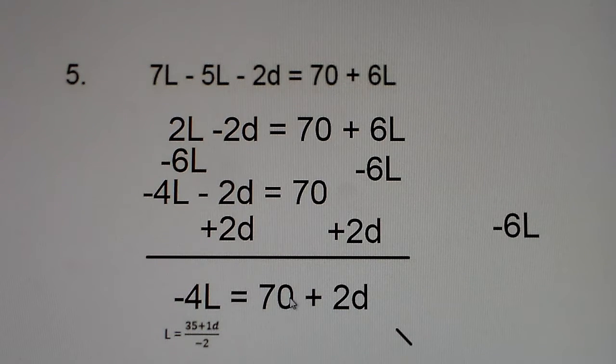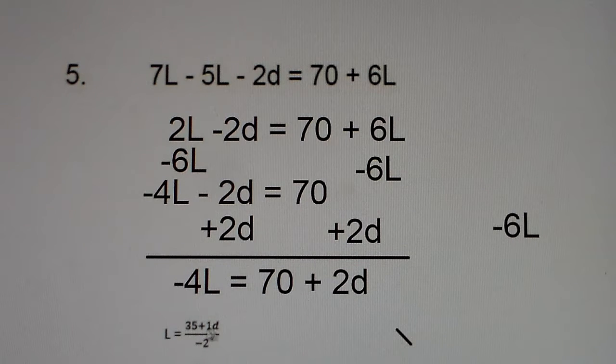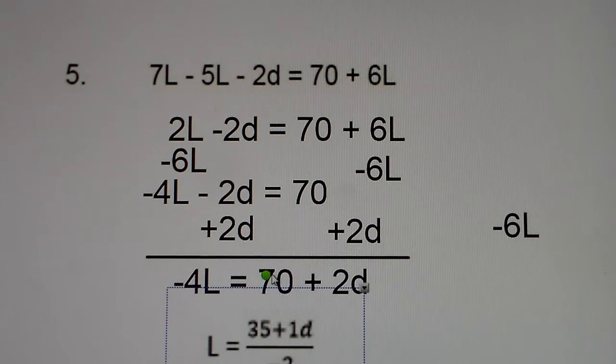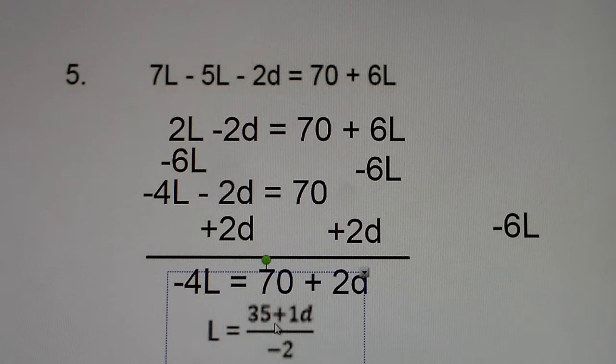Then we divide by 4 to both sides. Or divide by negative 4. 70 divided by negative 4 is, when you simplify it, 35 over negative 2. And 2 divided by negative 4 becomes negative 1/2, hence why it's positive 1 over negative 2. So that's the most simplified form here. That's the answer to number 5.